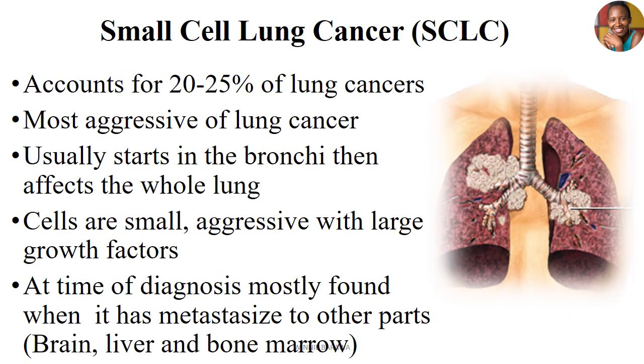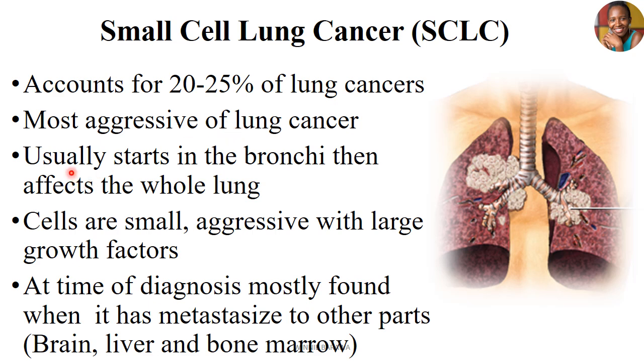So let's start with the first one, that is small cell lung cancer, SCLC. We say that this accounts for about 20 to 25% of all lung cancer diagnoses, and it's the most aggressive of the lung cancers. So when you're managing it and you find that it has started, majority of the time it's advised that you start managing it with things like chemotherapy, because surgeries may not be as effective as we may expect, because this cancer is quite aggressive.